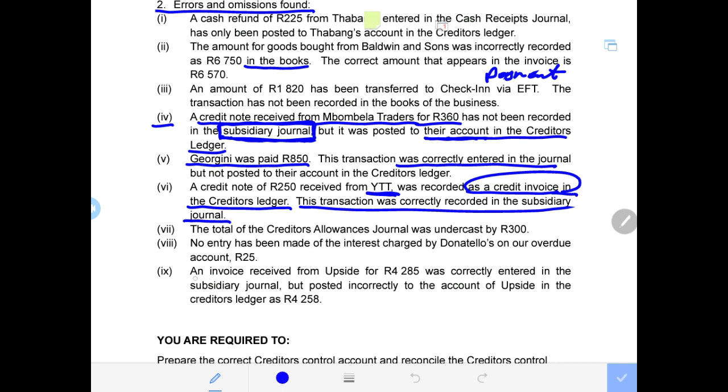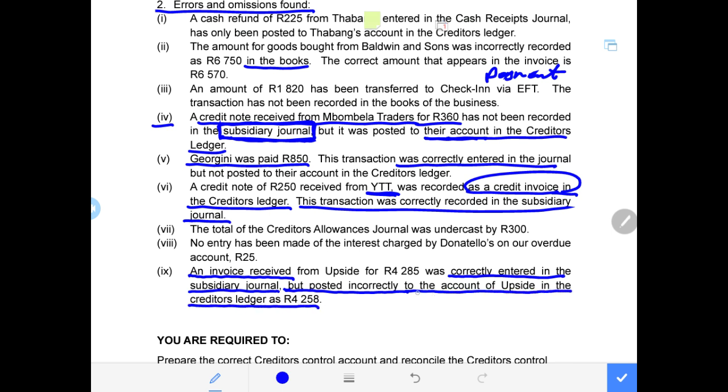The last one says an invoice. An invoice received from Upside for 4,285 was correctly entered in the subsidiary journal. The minute it is correctly entered in the subsidiary journal, that means the creditors control ledger account was recorded correctly, so we are not recording it again. It was done perfectly. But it was posted incorrectly in the account of Upside in the creditors ledger.